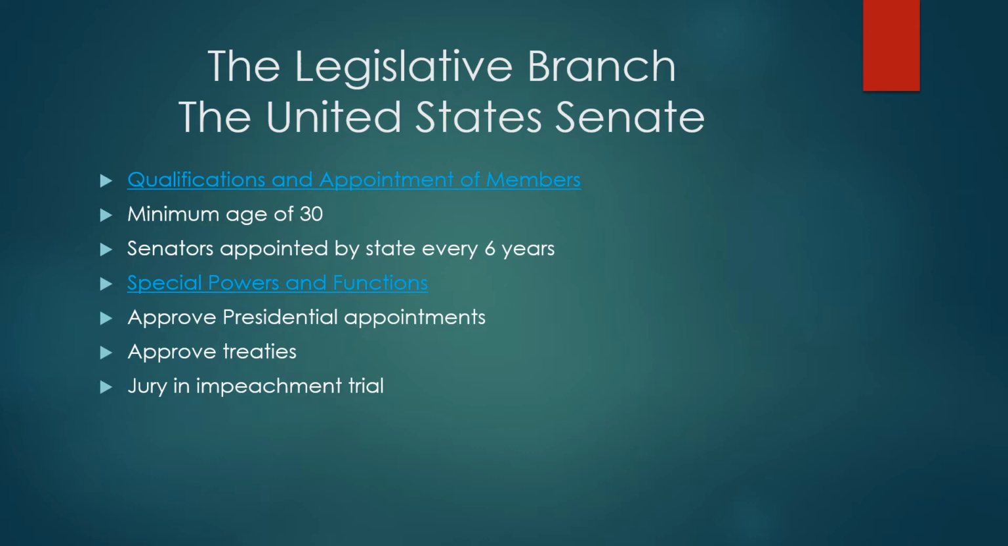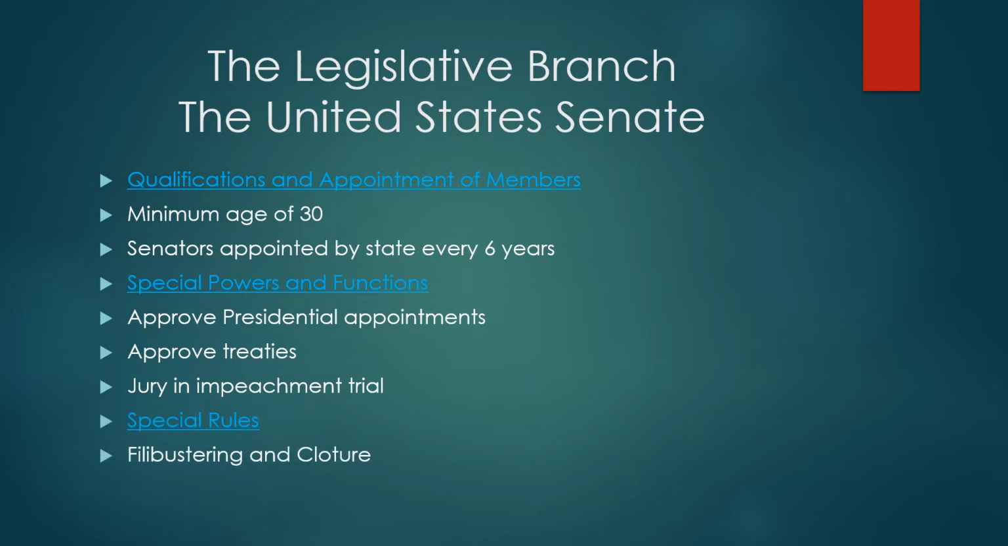The president can't just put people in positions. The Senate has to sign off on it. The president also appoints Supreme Court justices. The Senate has to approve. They also approve treaties that the president negotiates with other countries, and they are the jury in an impeachment trial. The House brings the charges against the president if we decide to remove a president, and the Senate is the jury. The Supreme Court Chief Justice acts as the judge. A very interesting thing. Again, the checks and balances that exist within this system.